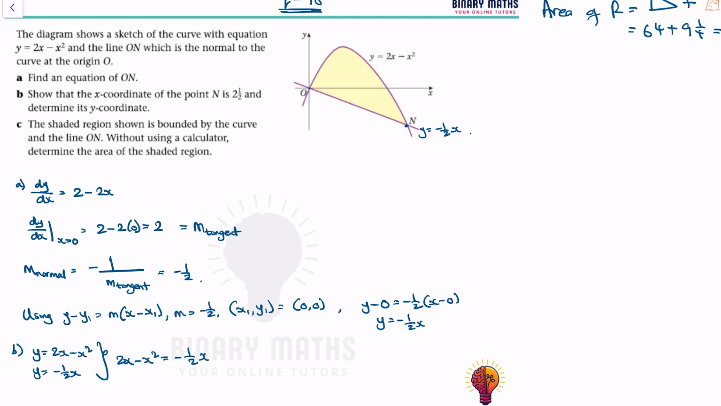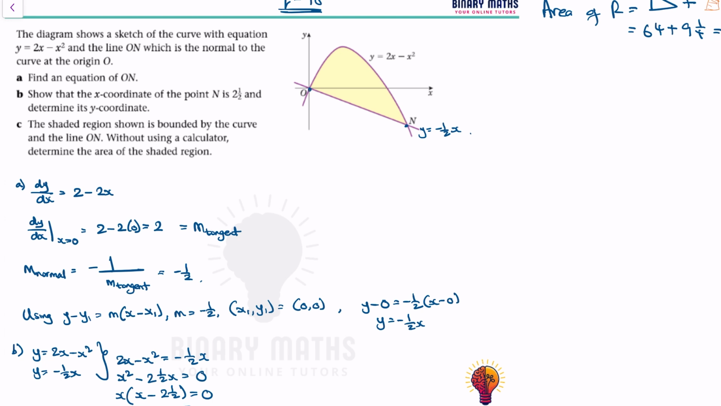Okay, if I collect everything to the right hand side, I get x squared minus 2.5x is equal to 0. If I factorize it, I get x times x minus 2.5, which means x is equal to 0 or x is equal to 2.5. Let's just write it as 5 over 2.